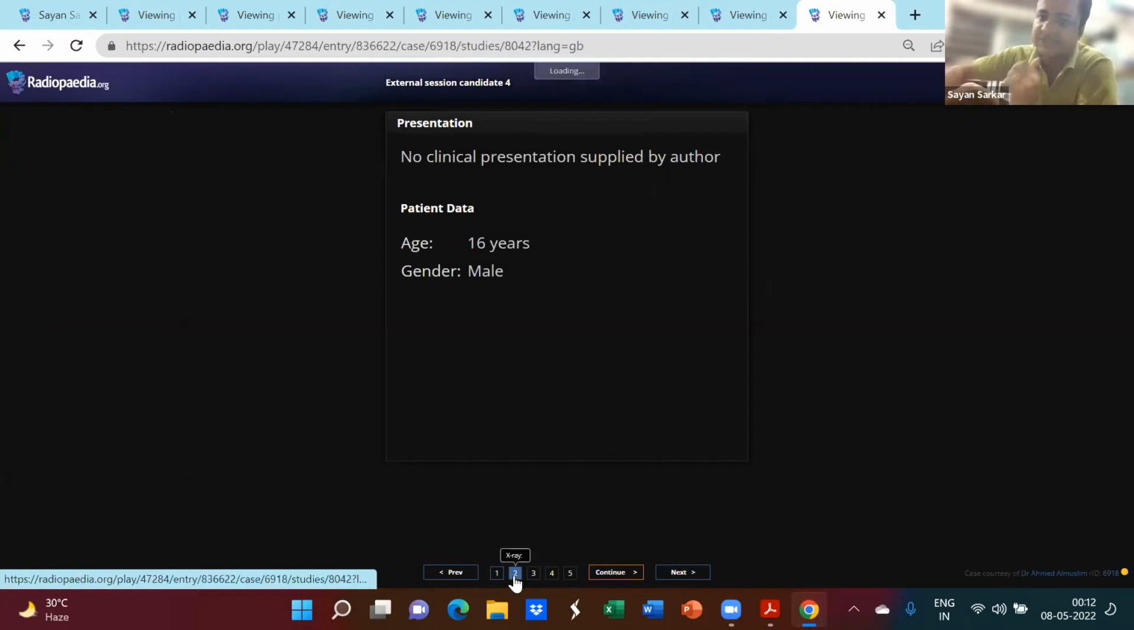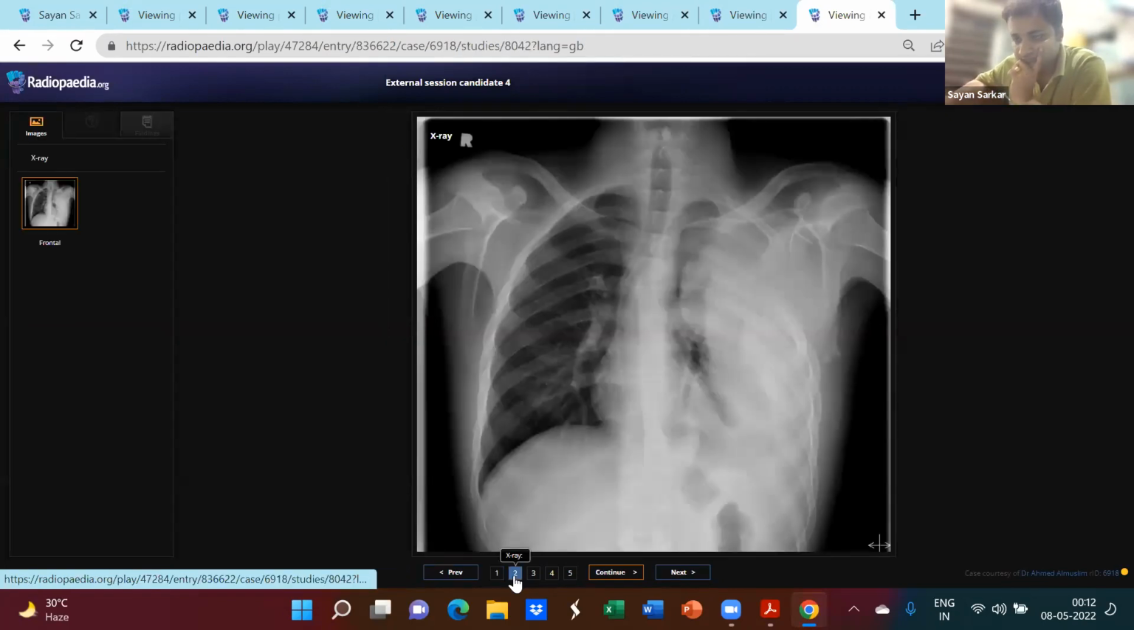So this is your next case. So this is a young boy who has come with chest discomfort.